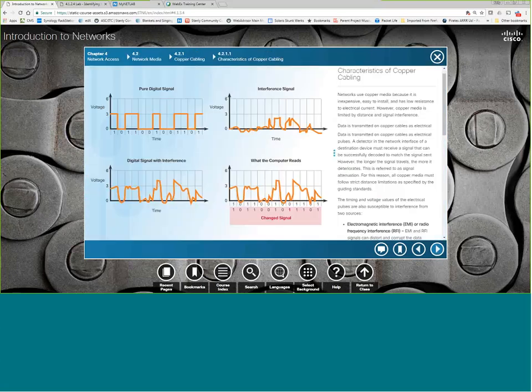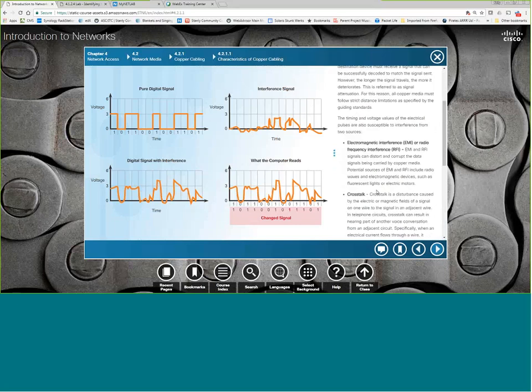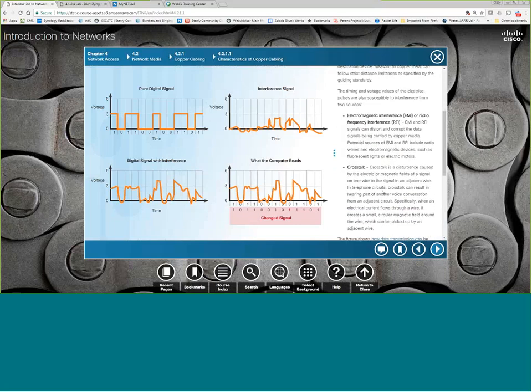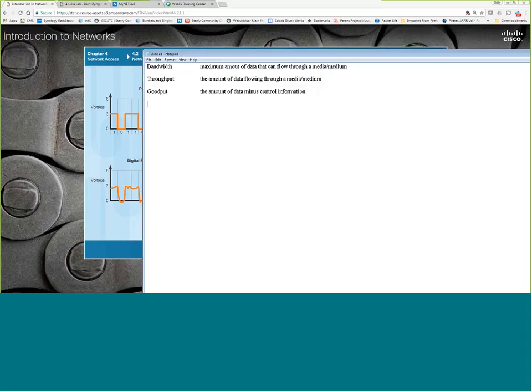Now, copper cabling. Why do we like copper cabling? Well, one reason is it's cheap. Even though if you go try to buy a copper cable that's pre-made, at certain places it can be very expensive, but for the most part, copper cables are cheap. They have a fairly good distance run limitation. Does anybody know what the distance run limitation is for unshielded twisted pair cabling? 100 meters. It's 100 meters. Yep, 100 meters or 328 feet.